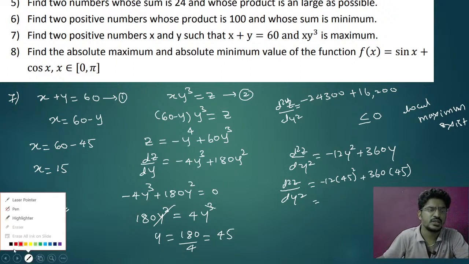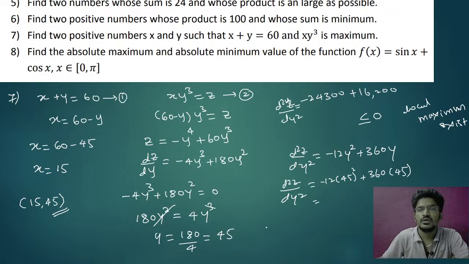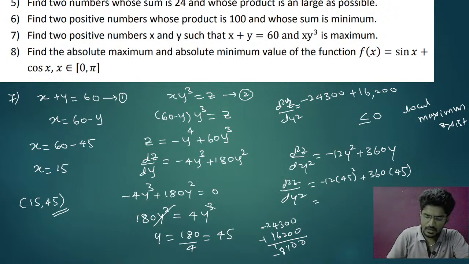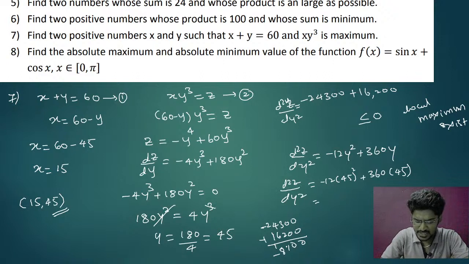Okay, what is your answer? Minus 24,300 plus 16,200, it will be minus 8100. Someone has written minus 81000. That's why I got confused. Clear? Be clear about it.